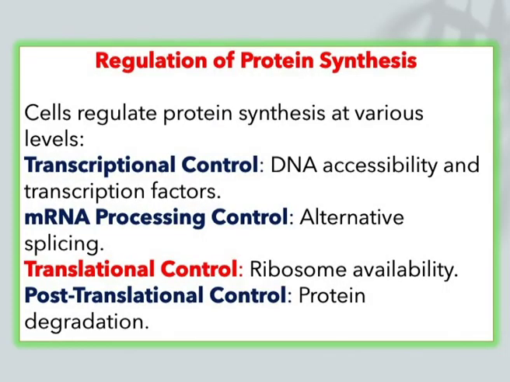Then, only a small number of initiation factors are necessary for prokaryotes, but more initiation factors are necessary for eukaryotic protein synthesis. And what is the regulation of protein synthesis? Remember, my dear friends, transcriptional control, mRNA processing control, translation control and post-translation control are all involved at different levels of protein synthesis.